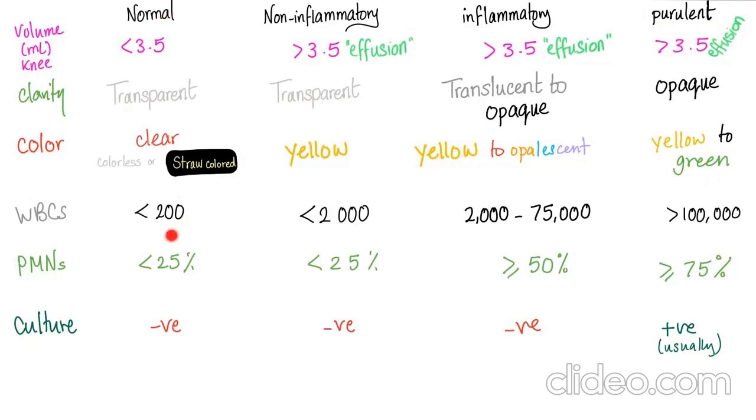White blood cells, normally less than 200; non-inflammatory, less than 2,000; inflammatory, 2,000 to 75,000; purulent, huge, more than 100,000. Then PMNs, normally less than 25; inflammatory, more than 50; purulent, more than 75%. Culture, negative, negative, negative, positive usually. So normal is here, osteoarthritis is here, rheumatoid arthritis is here, Sjogren here, lupus here. How about purulent? This is the septic arthritis, including gonococcal arthritis.